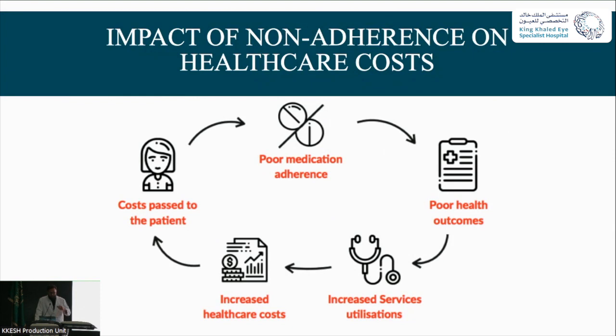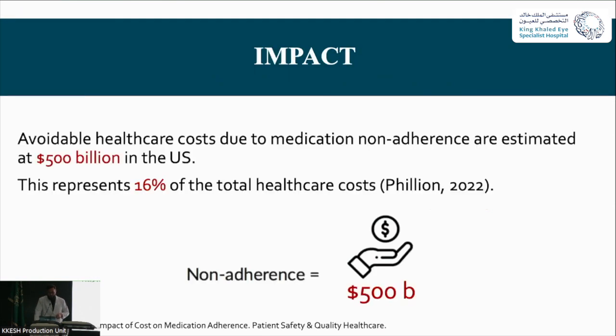And if you see this cycle, if patients start with poor medication adherence with poor health outcome, then it can have increased services utilization. It means the patient will come to the ER also, then he may visit the clinic more often, he may get admitted, more exposure to the hospital, and then other diseases, infection. So the costs just keep on multiplying, and the increased healthcare cost is passed to the patient, and the patient means the family and the community ultimately.